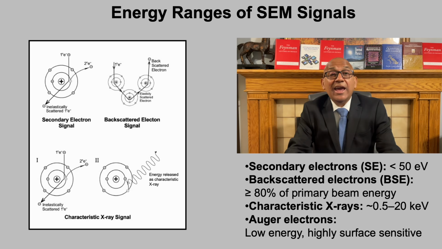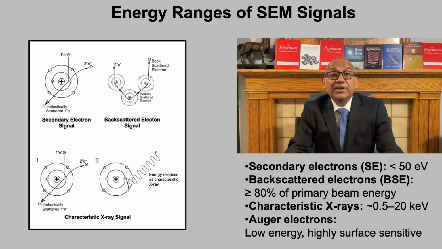Secondary electrons have very low energies, typically below about 50 electron volts. Because of this low energy, only electrons generated extremely close to the surface can escape. This is why secondary electrons are highly surface sensitive and are primarily used for topographic imaging.